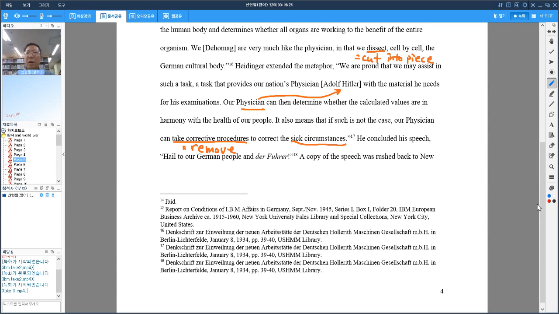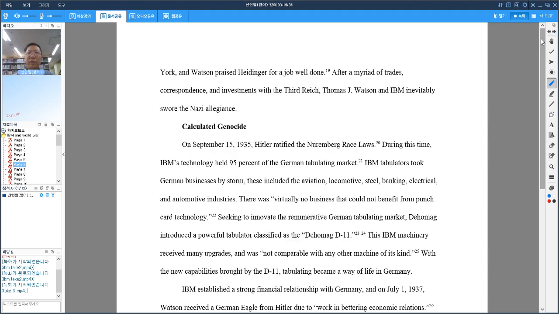So this copy of the speech was rushed back to New York. After Heidinger made the speech, the script was sent to Dr. Watson, and Watson praised Heidinger for a job well done. After reading the script, Dr. Watson said that Heidinger did a good job making the delivery.